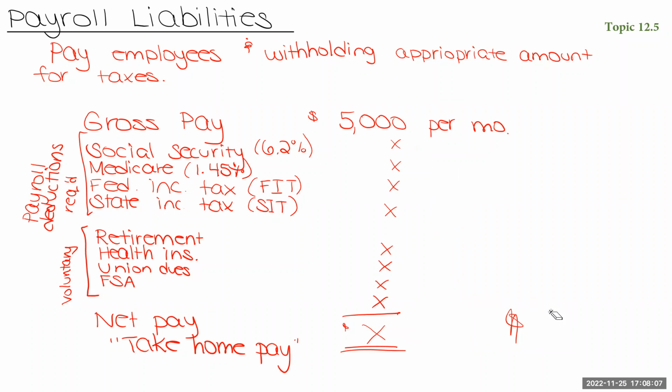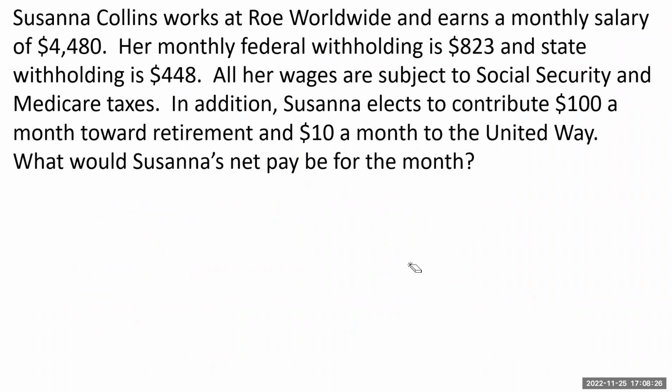All right, so now we know how to calculate net pay. We know the required deductions and some of the voluntary deductions. So let's go ahead and try calculating that and doing the journal entry to record this. So we'll do that in an example in the next video, but here it is in case you want to take a screenshot or pause the video, work through it, and then see if you got it right on the following video.